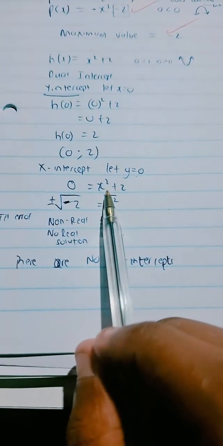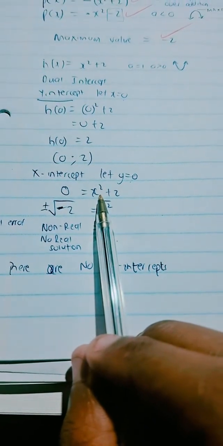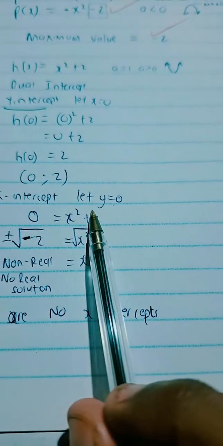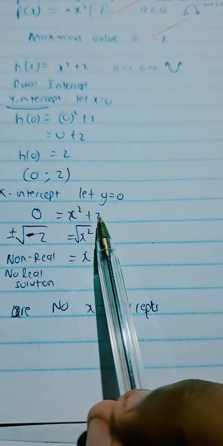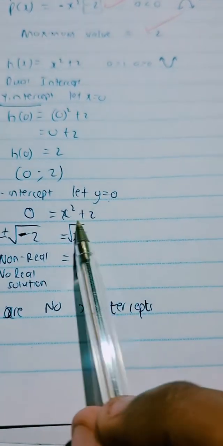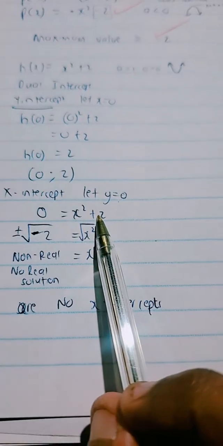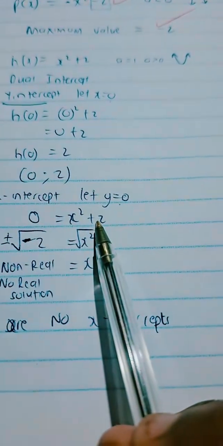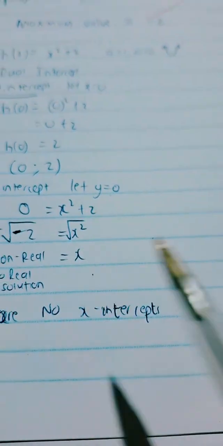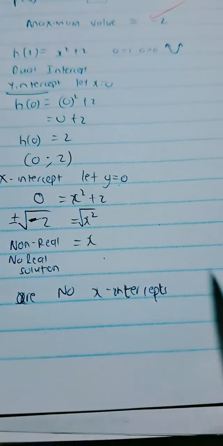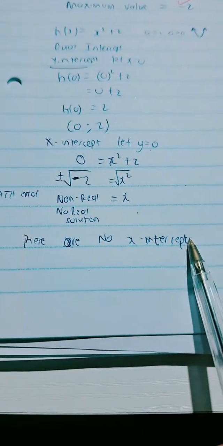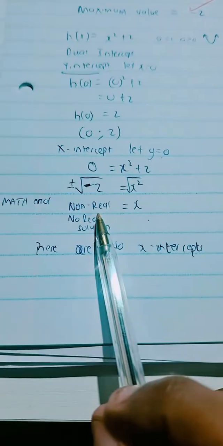You could note that you cannot apply difference of two squares, because difference of two squares needs a difference in between the two terms. There's no difference here, so you can't apply that. You can see here this is a sum. This is a perfect square, but 2 is not. So that is not even going to work here. There are no x-intercepts, no real solution.